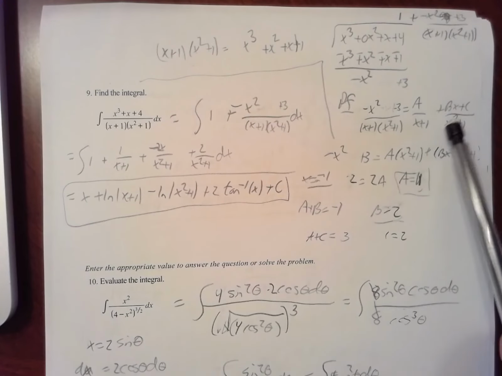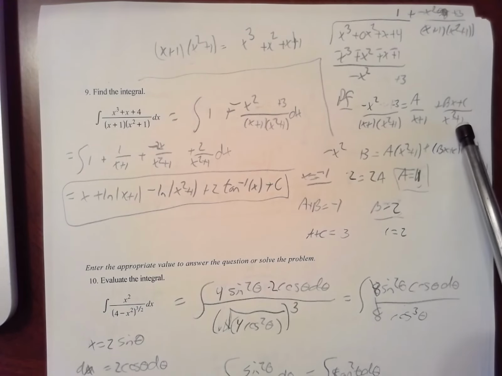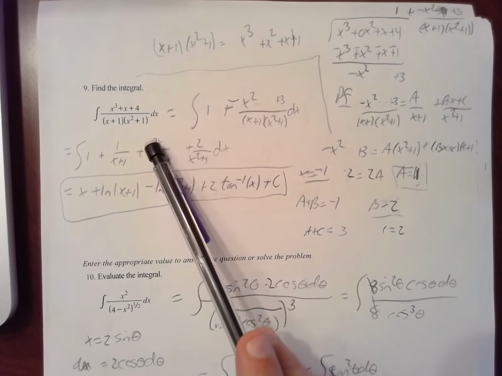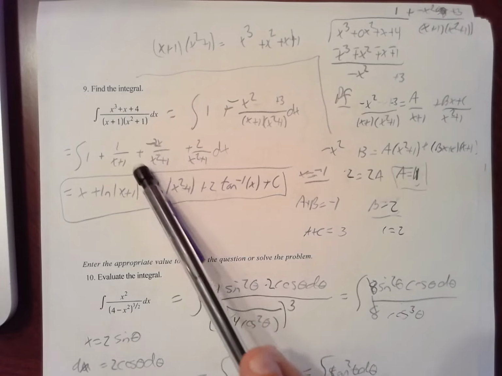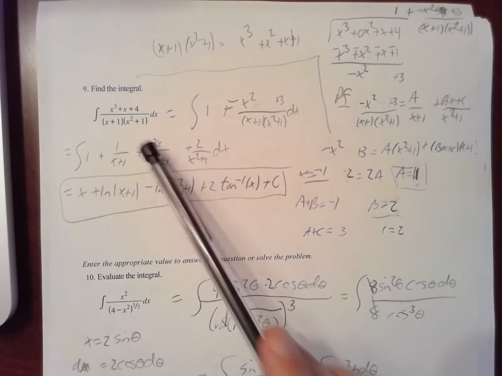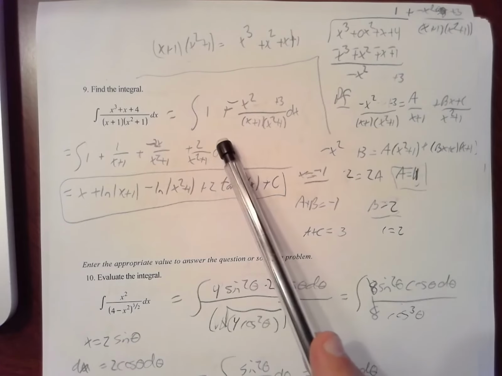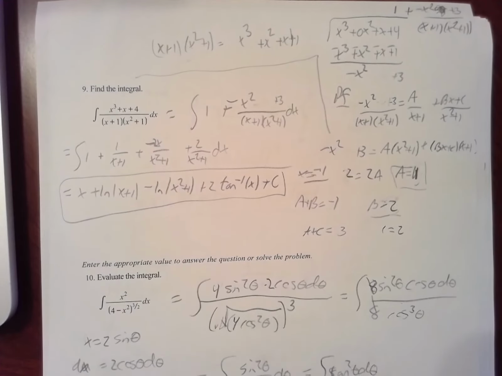Always split this piece up into 2 pieces. The bx over this stuff plus the c over this stuff. This one's always going to be just a direct substitution. u is the bottom, du is some multiple of the top. This piece is always going to be an arctan. So there's our final answer.